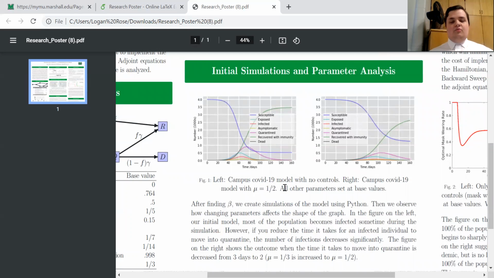So we played around with the different parameters. And again, mu was the rate it takes people to go into quarantine. What's interesting is if you decrease that time by just 1 day, it will greatly reduce the total number of infections, as you can see in the graph on the right. Our graph on the left has mu as our original value of 3 days, and on the right, we have it as the value of 2 days.